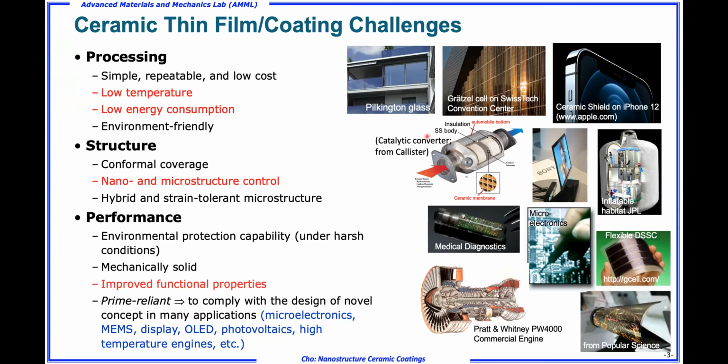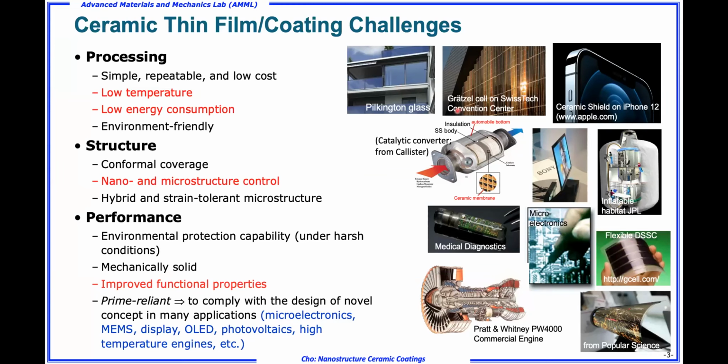So for example, like Pilkington glass, which is a smart glass window that has a ceramic coating so that it can provide some self-cleaning capability. That way the cleaning of the window outside can be quite simplified. You just need water through regular rain or some spraying of water.